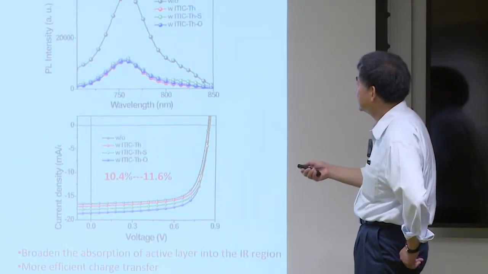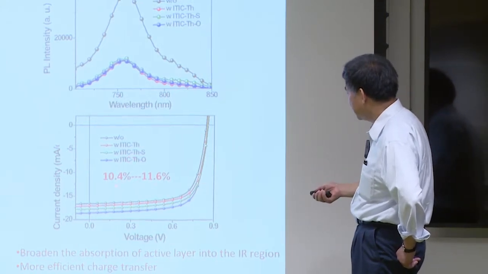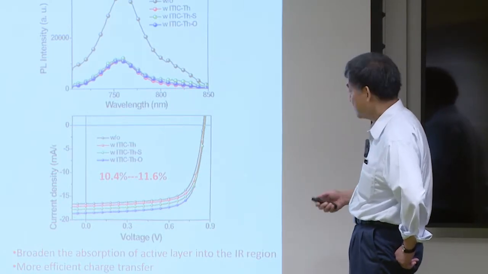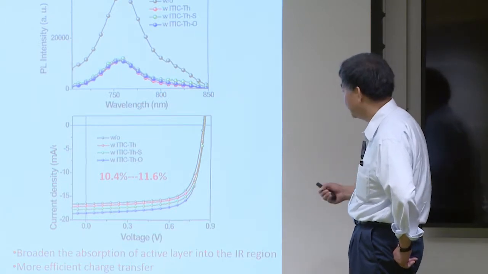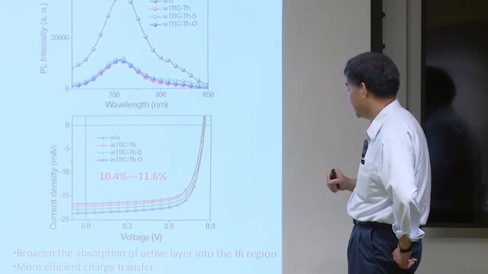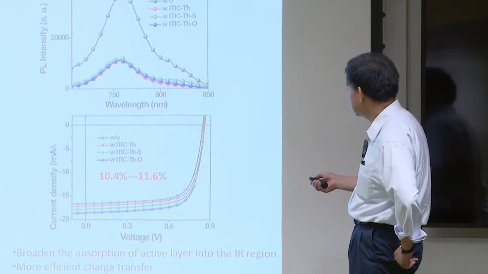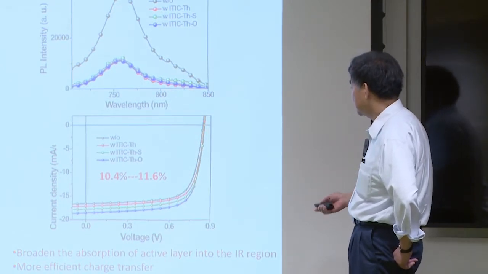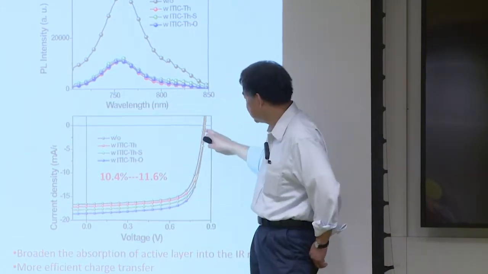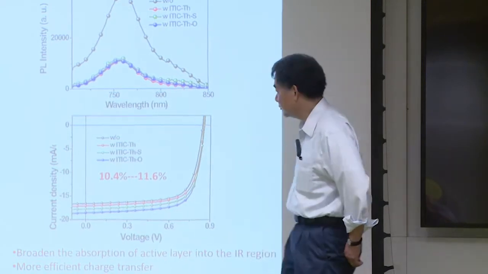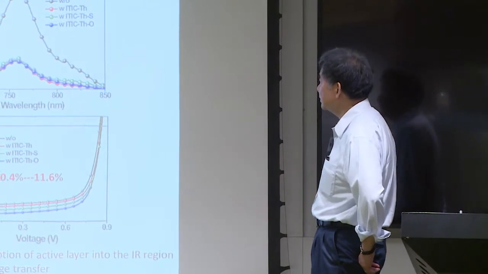So now that's the chemistry, how to make it. If they blend these together, they can make an 11.6% device. So broaden the absorption of the active layer into the infrared, but not at the price of the VOC. You can see the VOC of all this system is more or less over here. So that's the indication that we have the increase of the short circuit current, but not at the price of paying the VOC. Okay, so that's the ternary system.